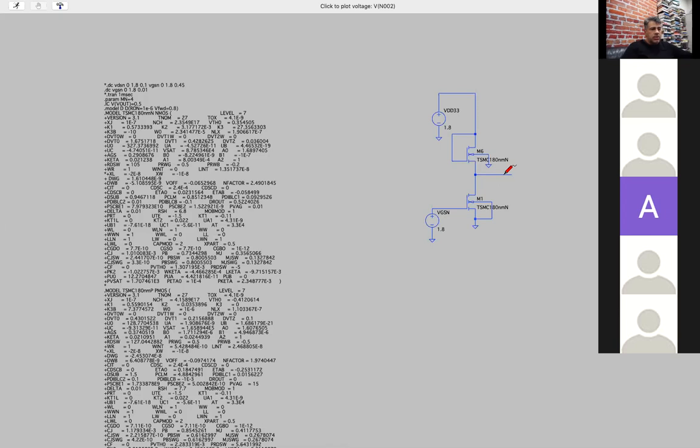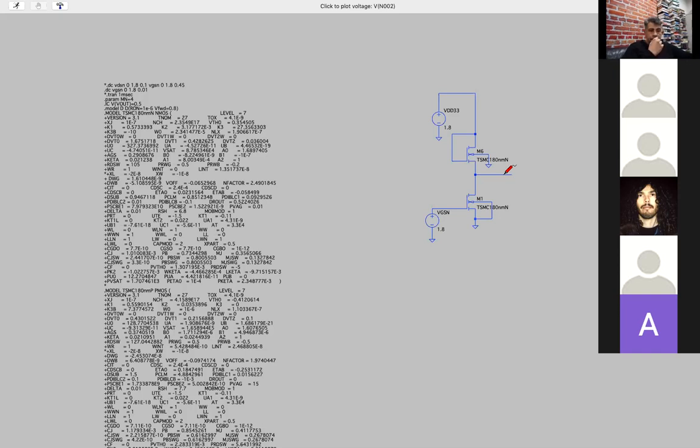Can you guys see my cursor? Yes, we can. Okay, great. So the horizontal axis is the input being swept and the vertical axis is the output. And you see it's a really crappy inverter, right? When the input is low, the output is high. When the input is high, the output is low. But it's got a bunch of problems. It's not going to the full supply voltage, either on the high or the low.